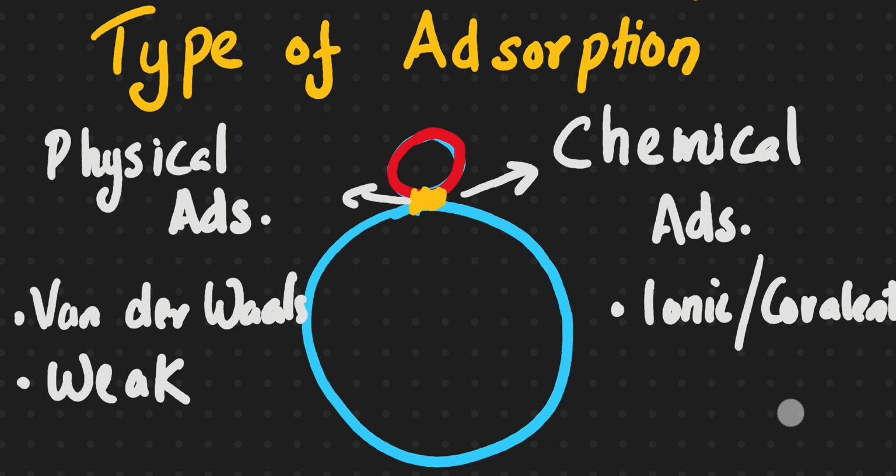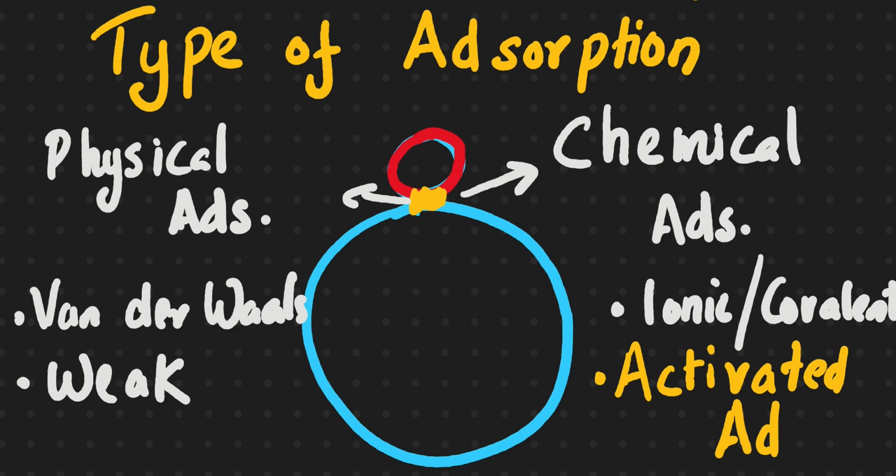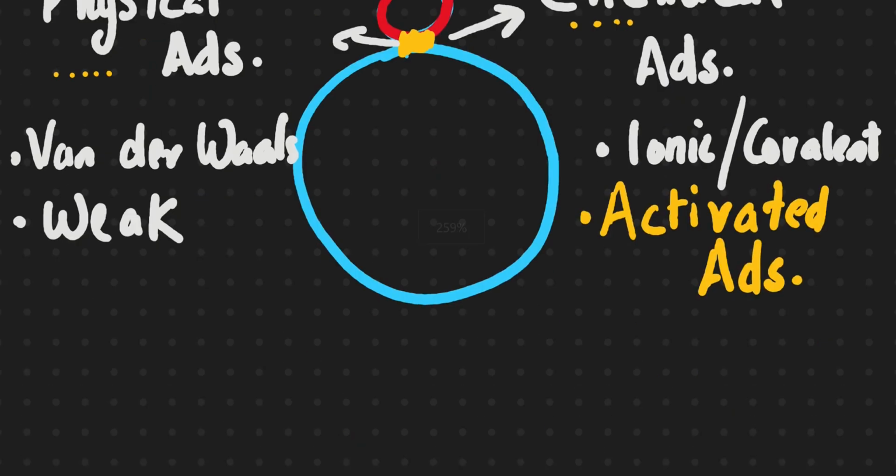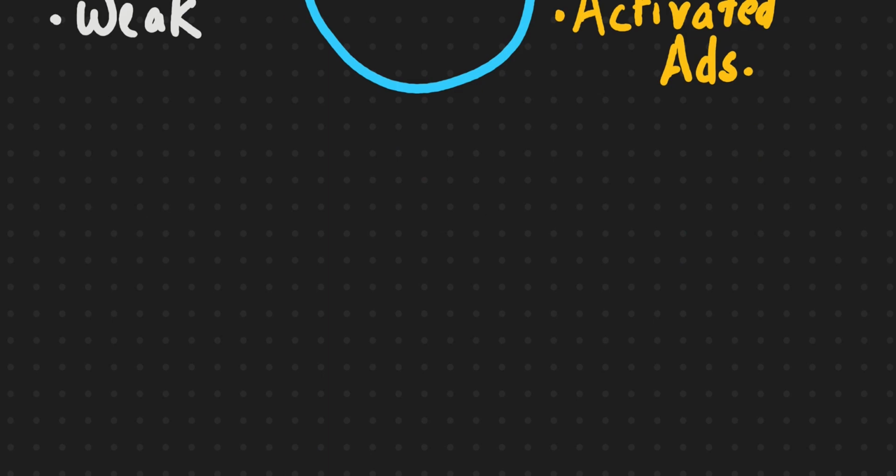Since chemical bonds are formed, for the formation of a chemical bond, there needs to be an activation energy. So these are also often called activated adsorption. Sometimes both of these, physical and chemical adsorption, will occur simultaneously. And another thing is that sometimes a physical adsorption at a low temperature may pass to the chemical adsorption as the temperature is increased.